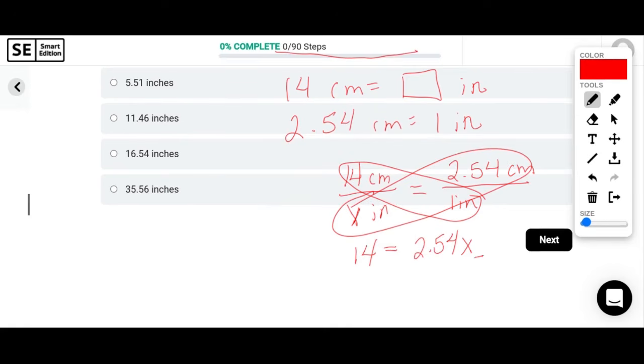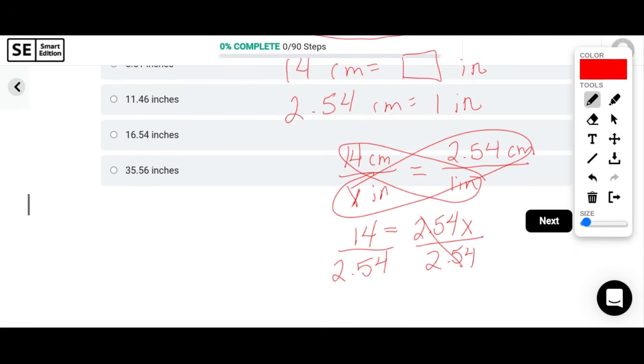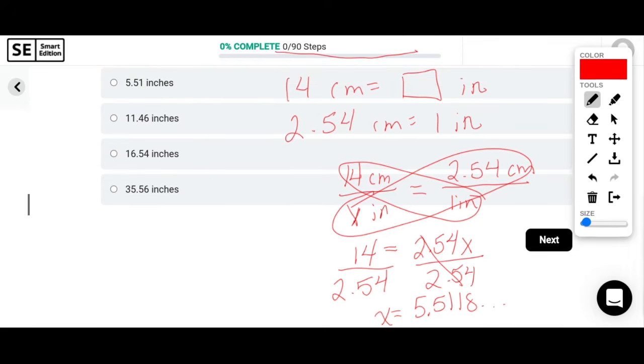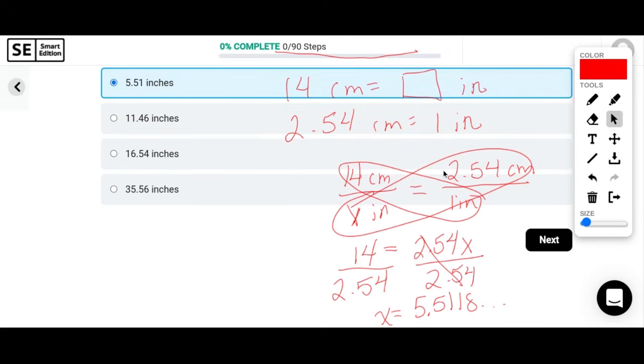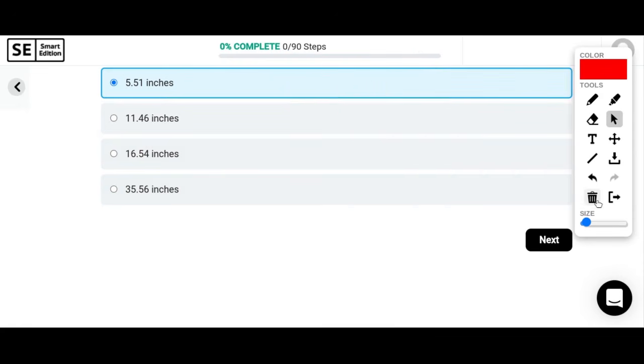So I get 14 is equal to 2.54 times x. And some of you might have seen this right off the bat, that actually all we really had to do was divide the 14 by 2 and 54 hundredths. And we would get that x has to equal 5.5118, I believe. Let me double check that. Yeah, and it goes on a little bit, but we could pause there and just see what our options are. So it looks like our best option is 5 and 51 hundredths.